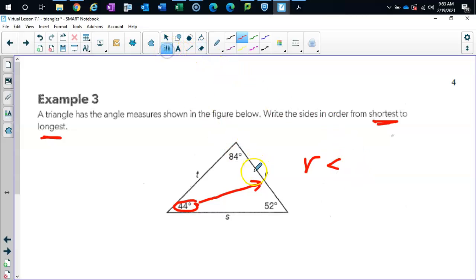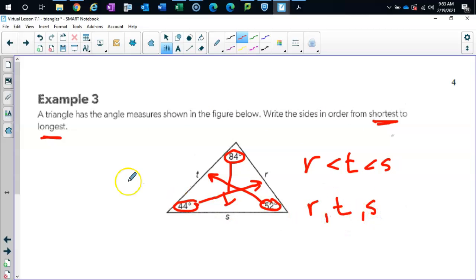What's our next angle? Next angle would be 52. Go opposite that. So T is next shortest. Our biggest angle is 84. Go opposite that. Our largest side is S. So you can write this 2 ways. R is less than T, and that's less than S. Smallest to largest, or depending on if they just ask you to write smallest to largest, R, T, S.